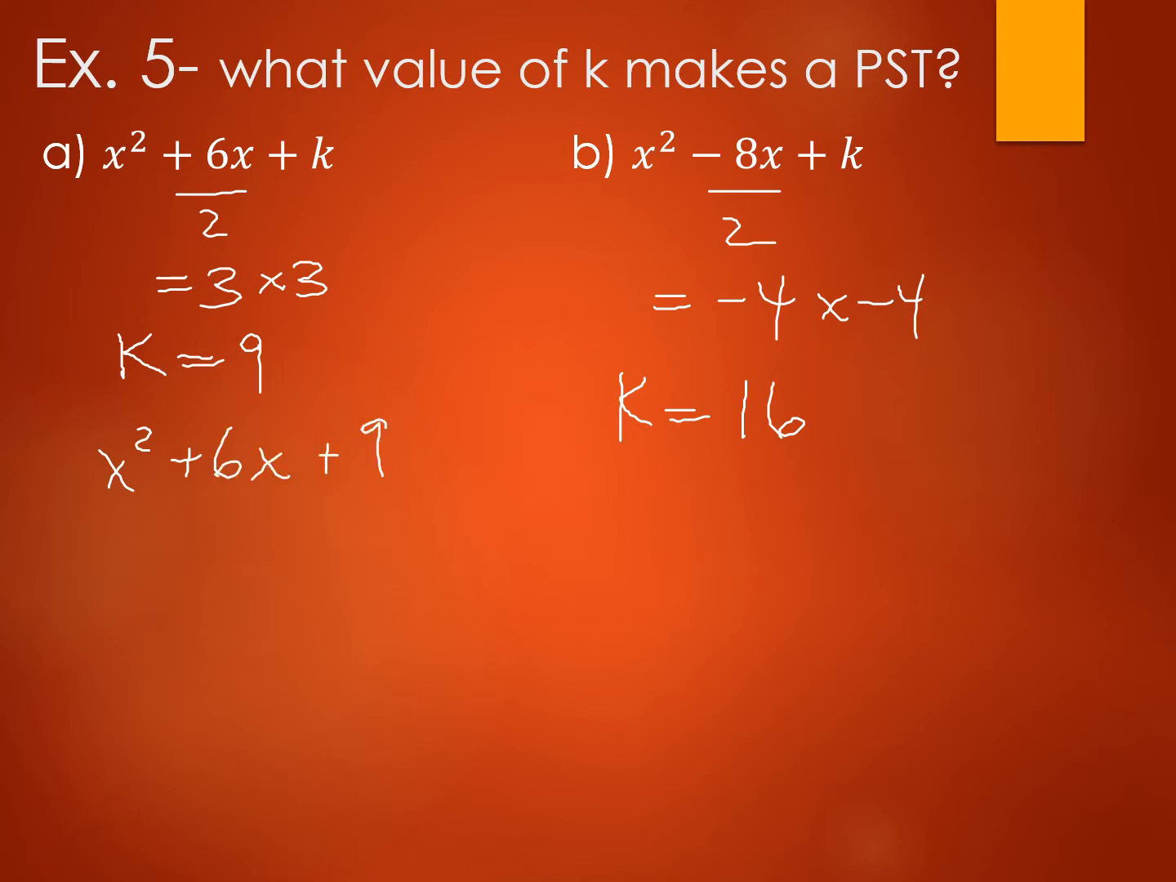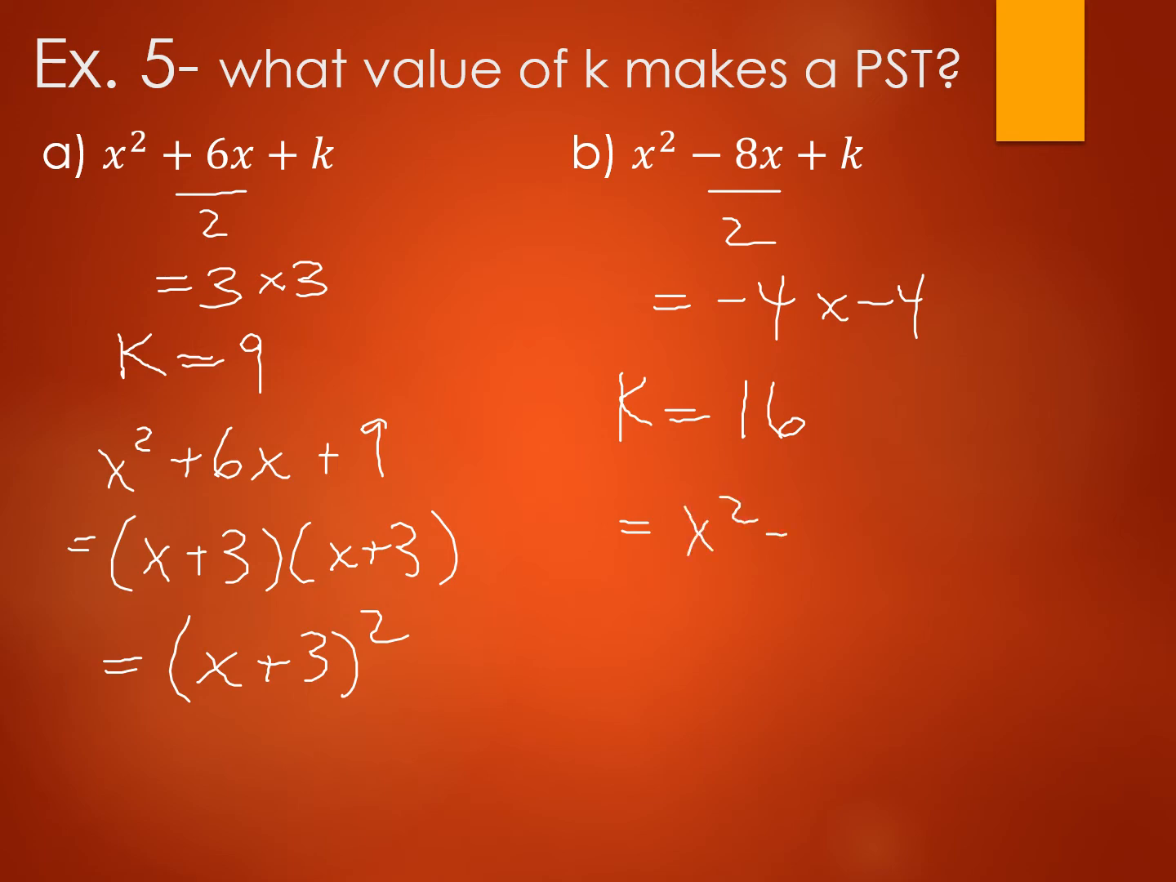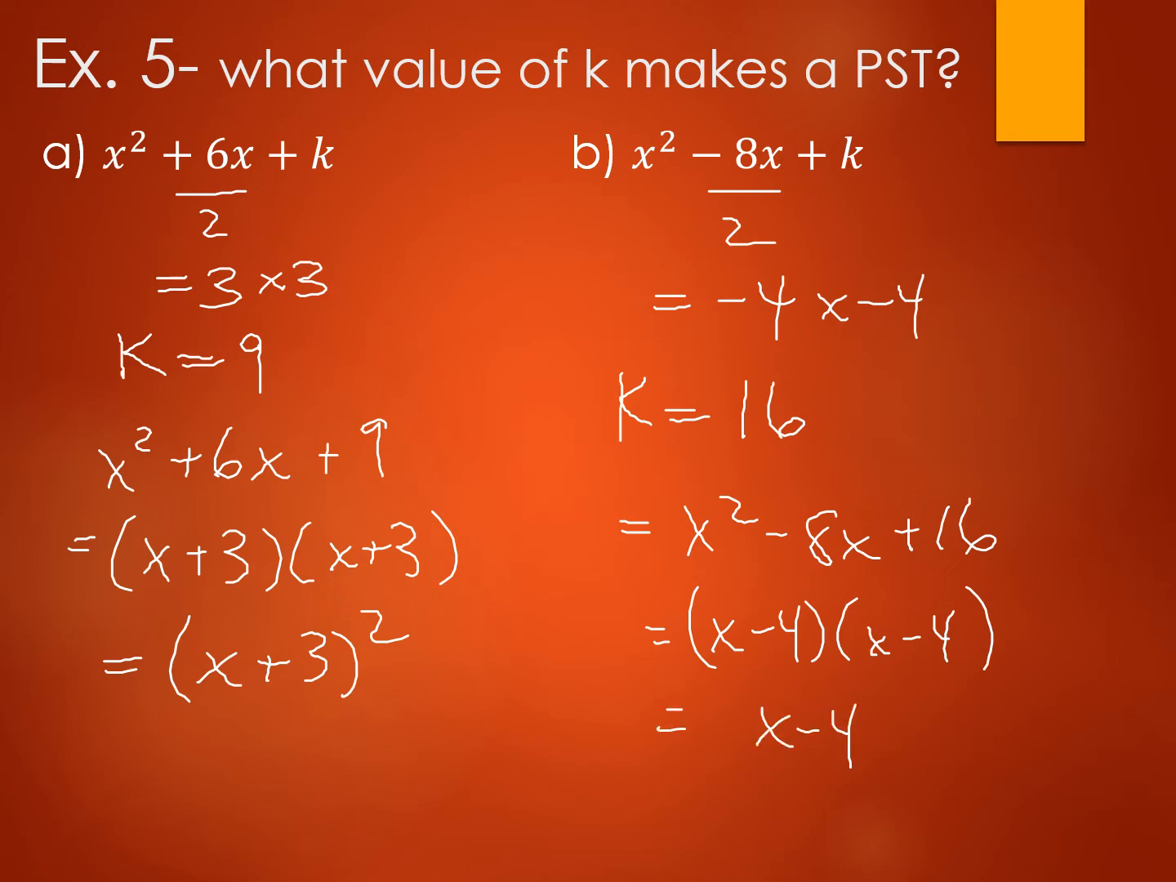So that way, if we had to factor this one, what two numbers add to 6 and multiply to 9? x plus 3, x plus 3. Remember, we can always simplify that too by making it look like that. And over here, what two numbers multiply to 16 and add to -8? x minus 4, x minus 4, and we could simplify that to this.